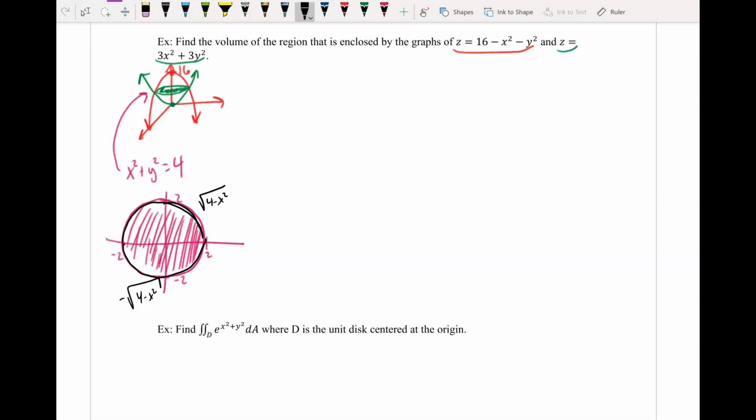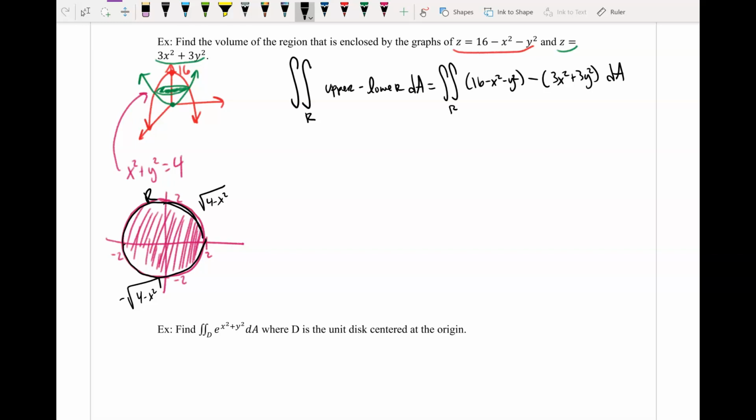So now let's go ahead and set up the integral just how we did before. We had the double integral over the region, which we're going to call R, of the upper minus the lower paraboloid, dA. The upper one was 16 minus x squared minus y squared, minus the lower one, which is 3x squared plus 3y squared, dA.